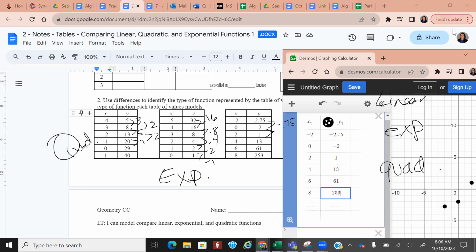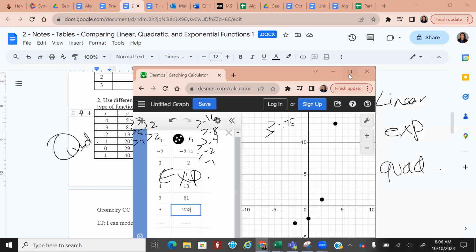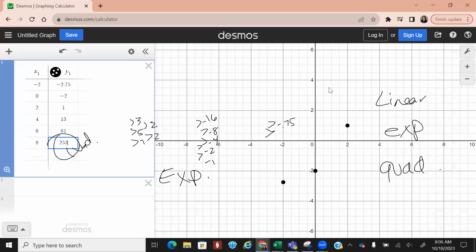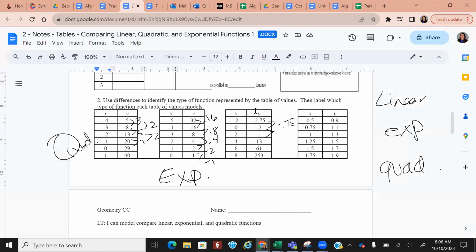Okay. Now, when we look at this, what shape is this making? Is this a straight line? No. Is it kind of like a curve that makes a U shape? No. So what is this one going to be? An exponential, right? Okay, so the third one is an exponential.